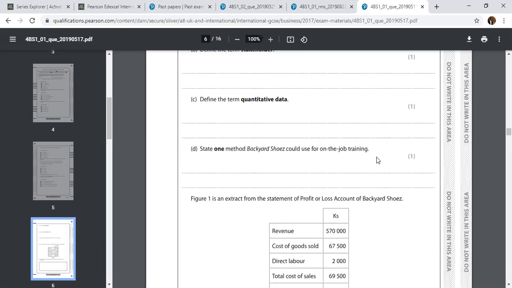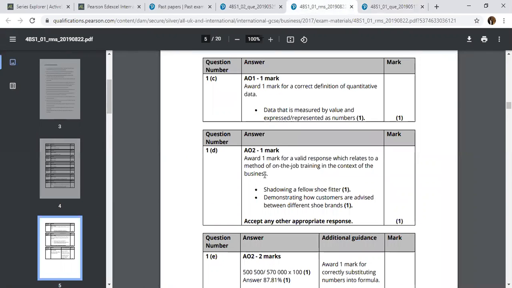Or you can demonstrate for the worker by shadowing a worker. Because they are making shoes, sometimes handbags and everything, you can say watching another worker, watching a shoe design. Look at this marking scheme: award 1 mark for a valid response related to the case study context of the business. Shadowing a fellow shoe fitter. So the application is shoe fitter.